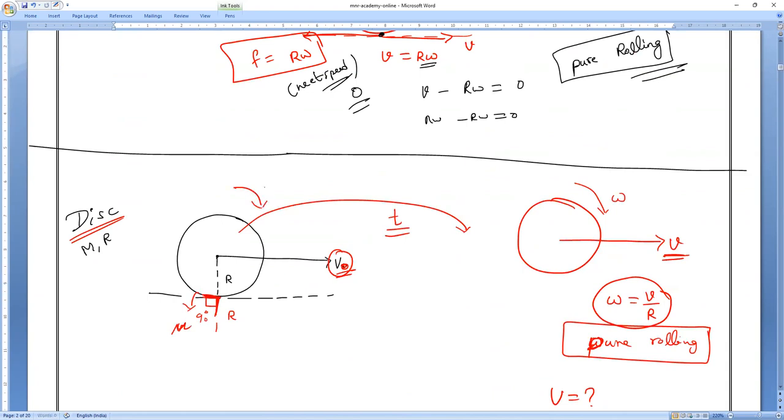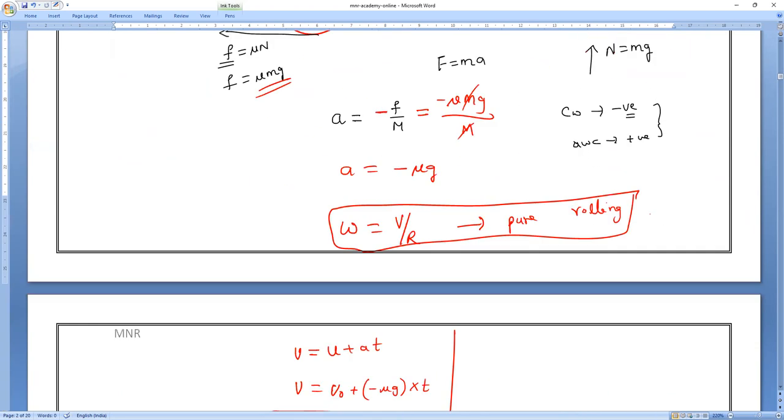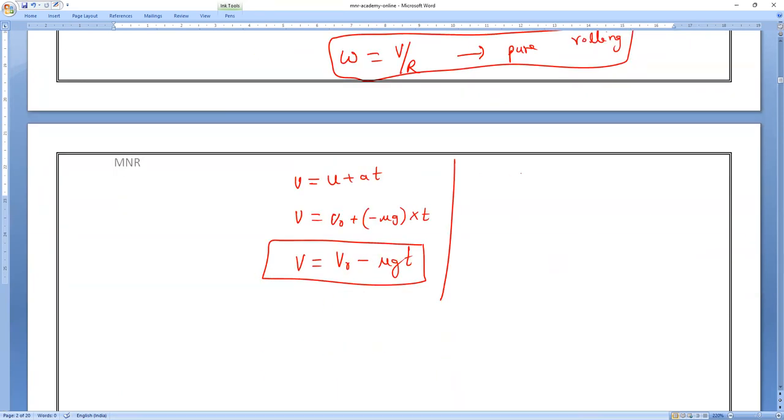So what is the initial angular velocity before it starts? The velocity is V naught, and the initial angular velocity is zero. The final angular velocity is omega. If there is an angular velocity, then definitely there is angular acceleration also, so we want to find that too. Initial angular velocity is zero, final angular velocity is omega, then alpha is equal to, how to find it?